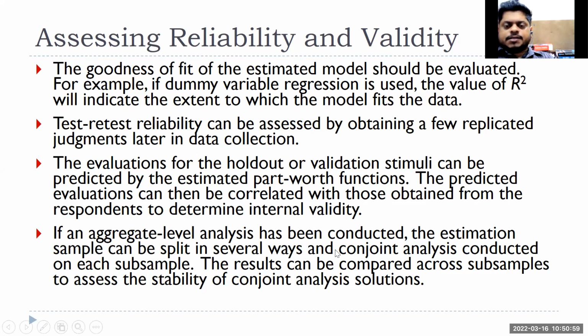If an aggregate level analysis has been conducted, the estimation sample can be split in several ways, and conjoint analysis conducted on each subsample, right? This is where subsample-wise conjoint analysis can be done. Let's say I am doing it for 500 customers, and I want to understand whether there is a difference between male and female. If there are 300 male customers and 200 female customers, I'll divide them and try to understand whether there is a difference between these two subsamples of my customers, right?